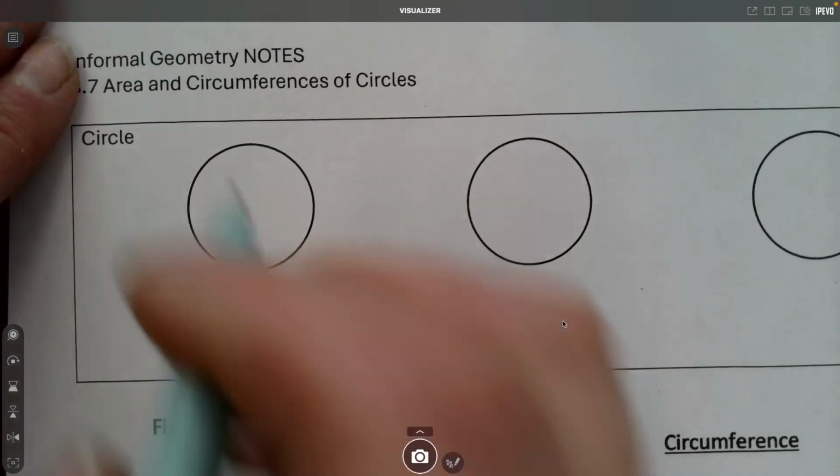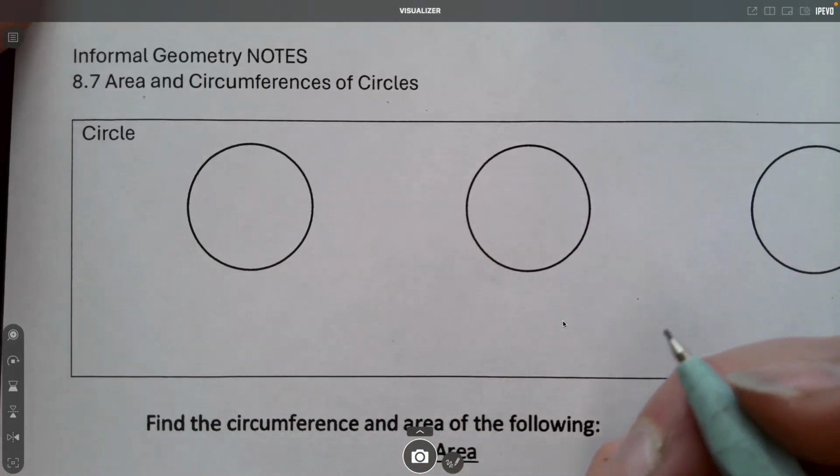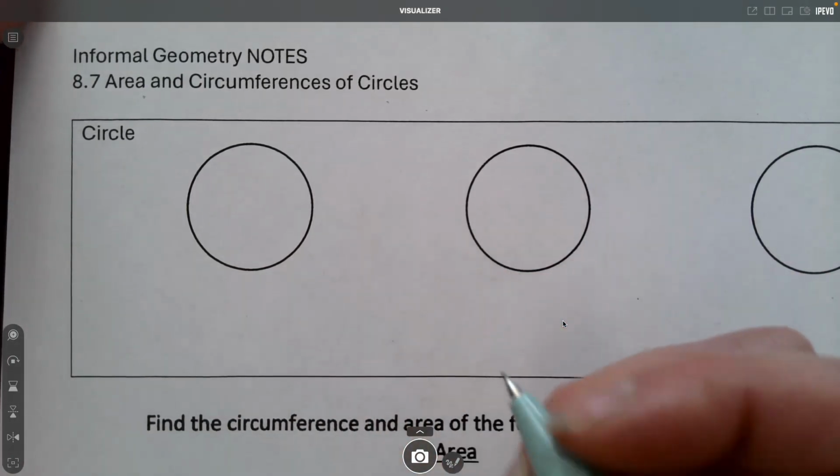Hello, class. These are our area and circumference of circles notes. So today we're working with circles, and this is for informal geometry. So first, a quick little review of a circle.